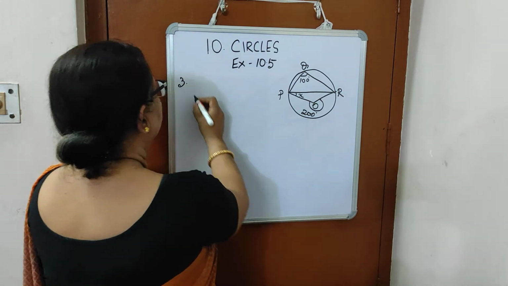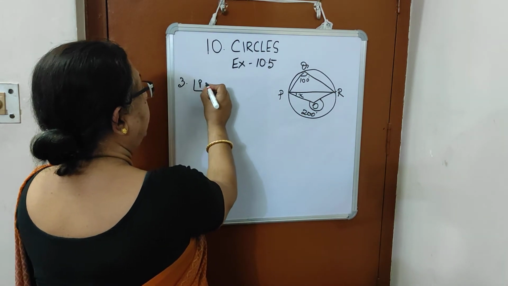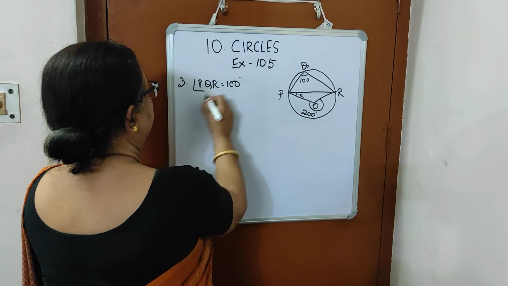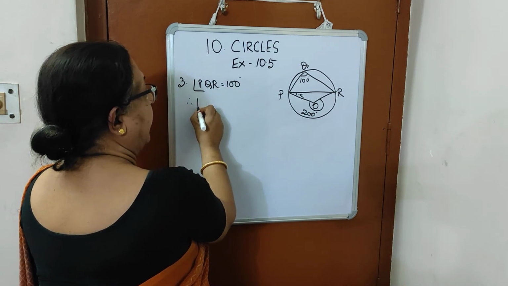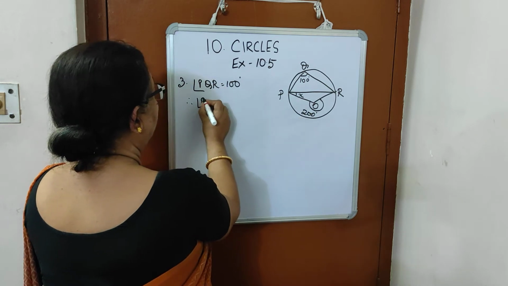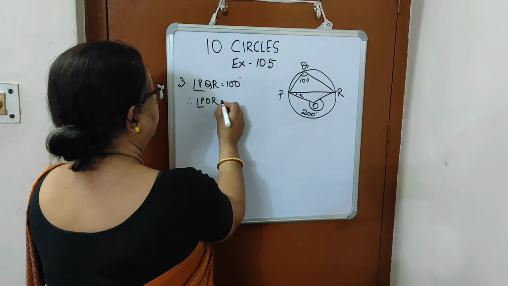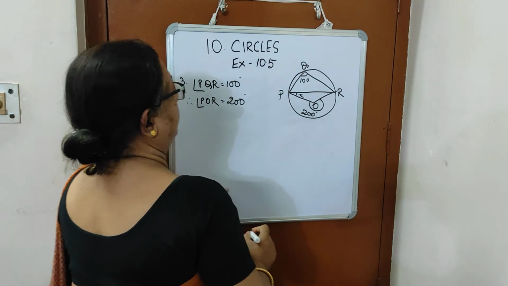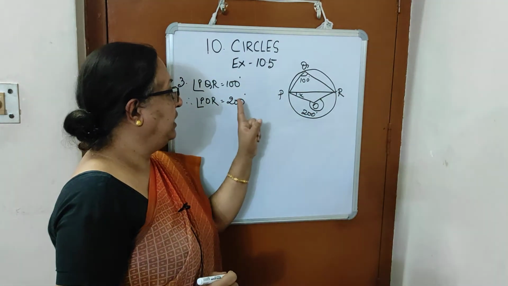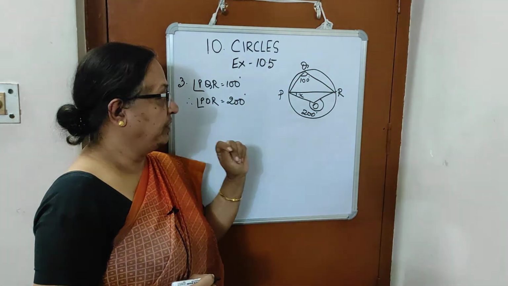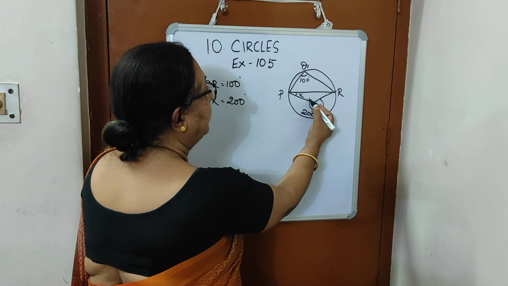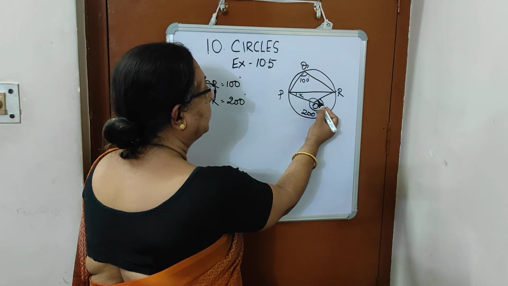Okay, so PQR is 100 degrees. Therefore this angle POR is equal to just double. You know the reason why? You need to write the reason, the statement of the theorem. Now, if this angle is 200, what about this part?